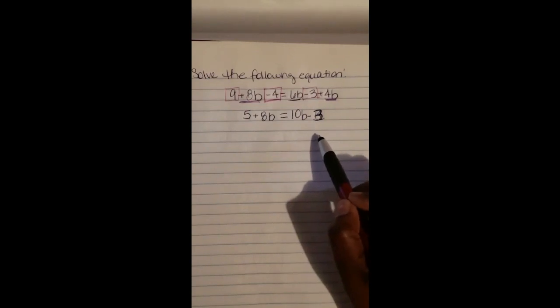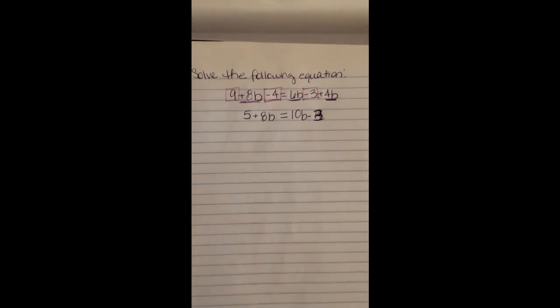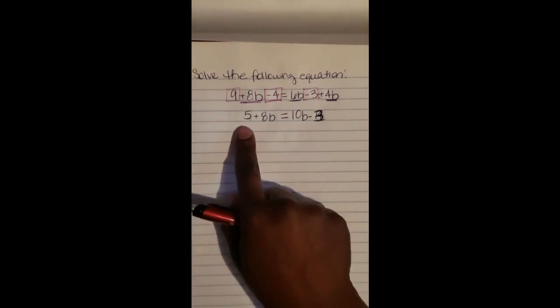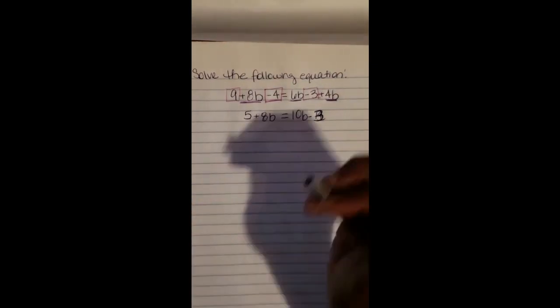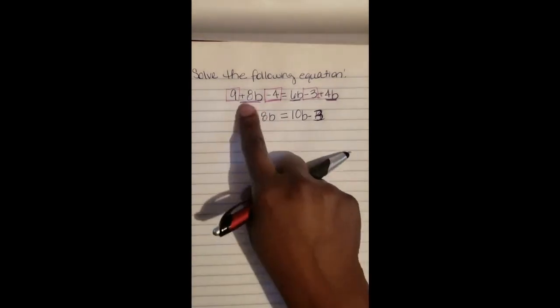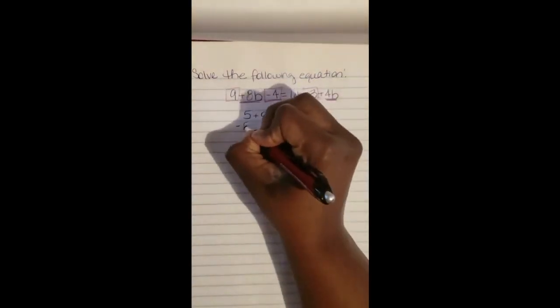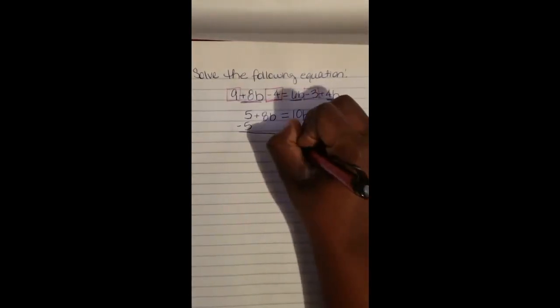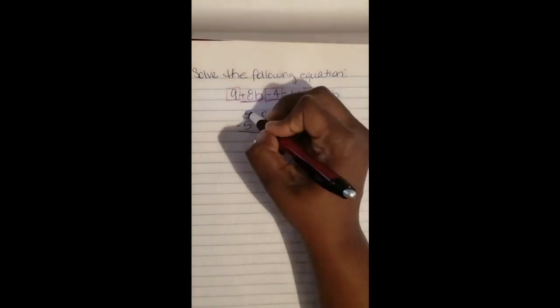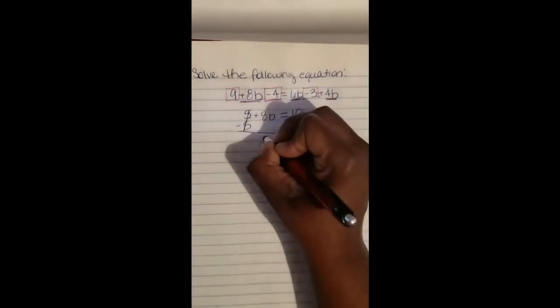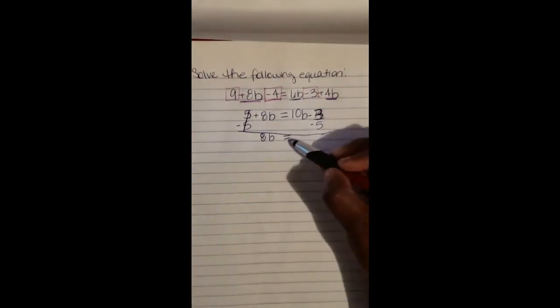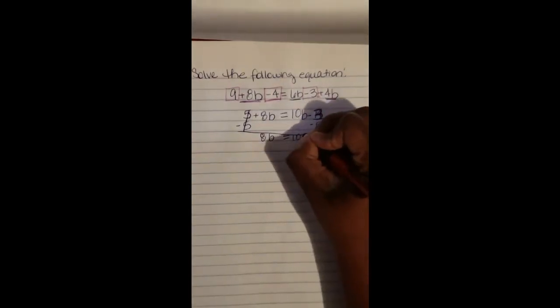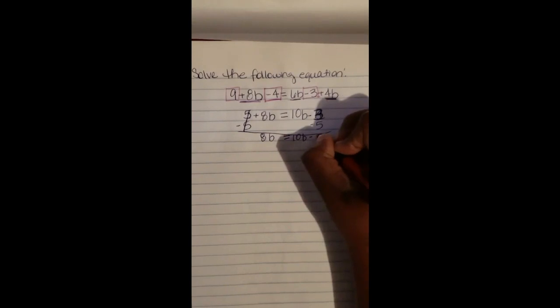So I am going to now move my constant, which is my 5, to my right-hand side by doing the opposite of what's there. This is considered a positive 5, so I'm going to subtract 5 from both sides. Okay, so now this forms a 0 pair. Now I have 8b is equal to 10b minus 8.